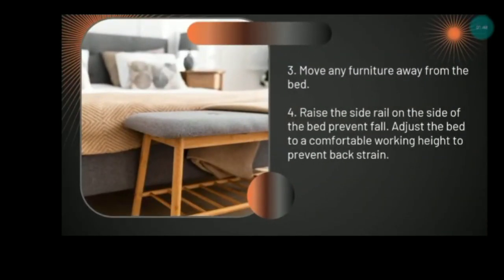The next one is move any furniture away from the bed. It is really important to move all the furniture away from the bed for the safety of the patient. The next one is raise the side rail on the side of the bed to prevent falls. Adjust the bed to a comfortable working height to prevent back strain.